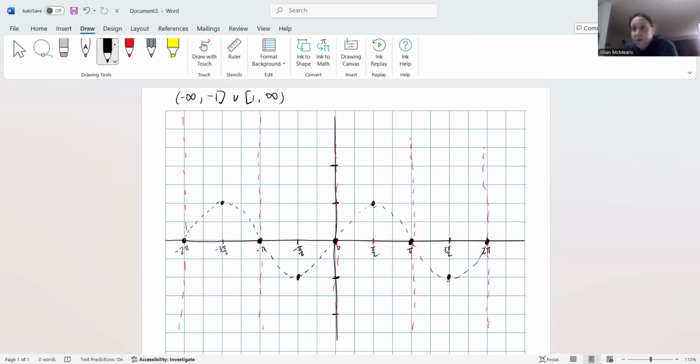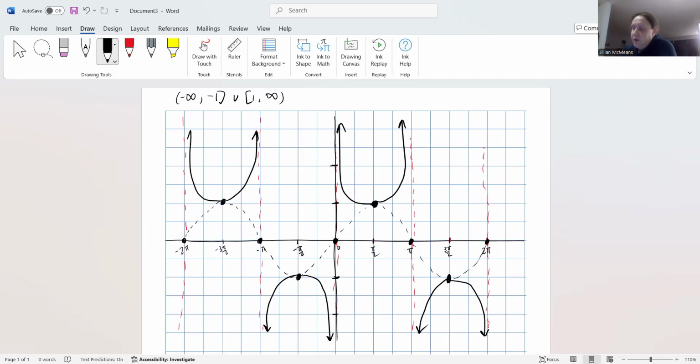So the max and min are going to be points that are shared between sine and cosecant. So let's start with the first period that we drew. We know this point right here is a point that's going to be shared between sine and cosecant. But what cosecant does is this. And then -1, the minimum, is going to be a point shared between sine and cosecant. So this is the graph of cosecant.